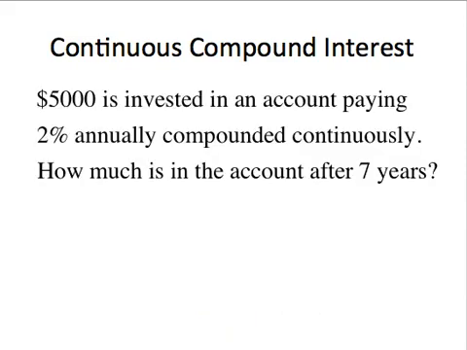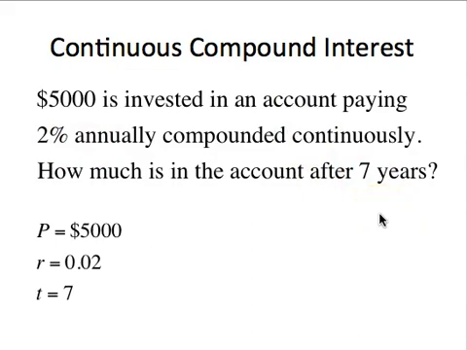Here we have $5,000 invested in an account paying 2% annually, compounded continuously. How much is in the account after 7 years? We're looking for A. 5,000 is what's invested. That's P. 2% is our rate, we'll make that 0.02 for r. 7 years is the time, so t will be 7.